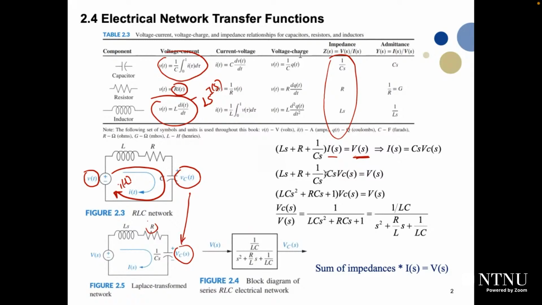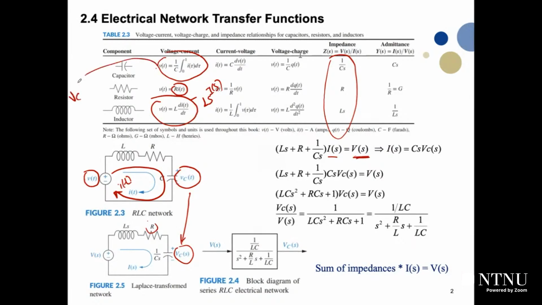But in our problem here, we need to find the transfer function between the voltage drop across the capacitor and the input. So we will substitute I of S by Cs Vc of S, because we need to find a relationship. We need to get Vc of S. So we can look into Vc of S. What is Vc of S? In fact, Vc of S is this one.